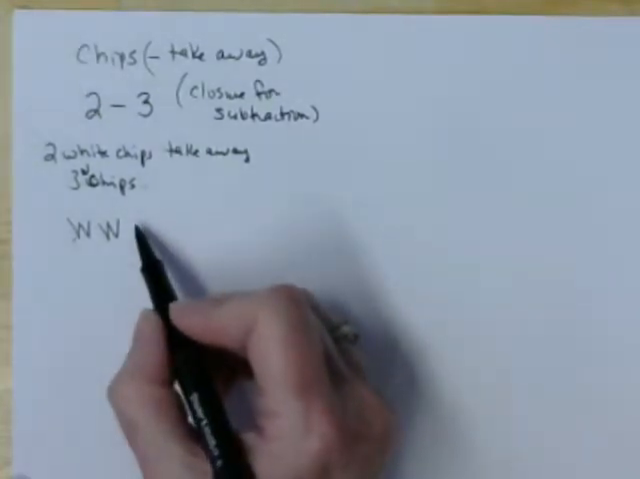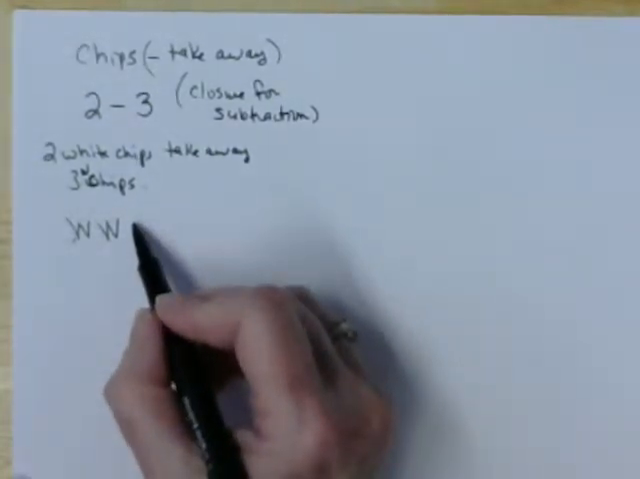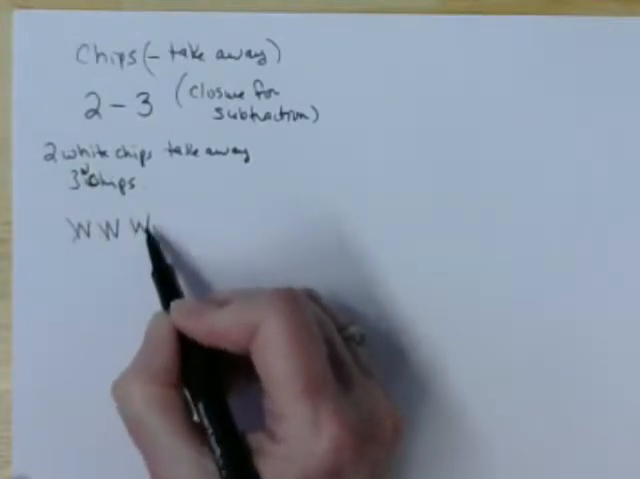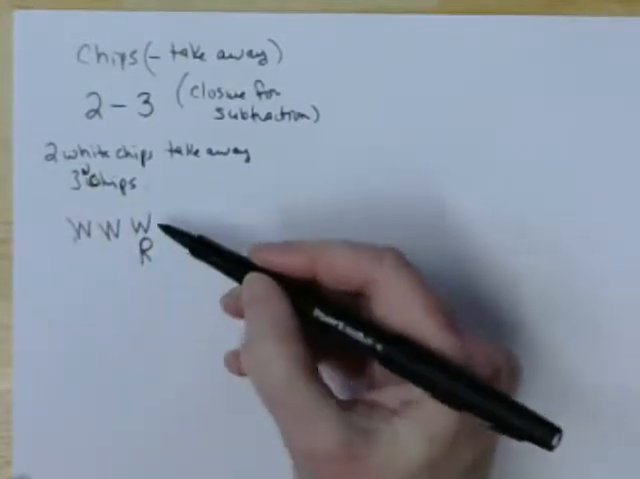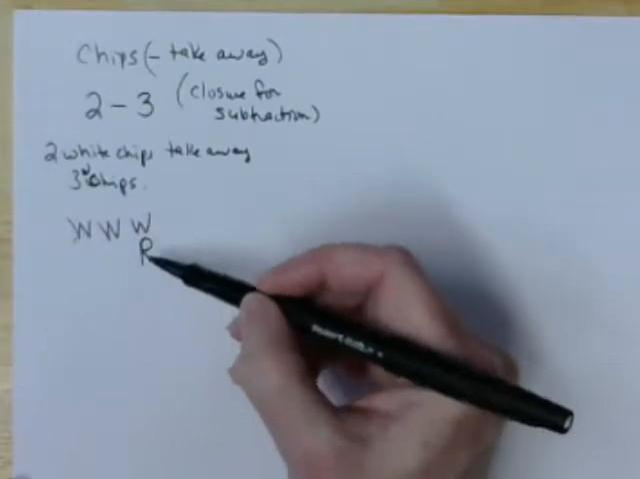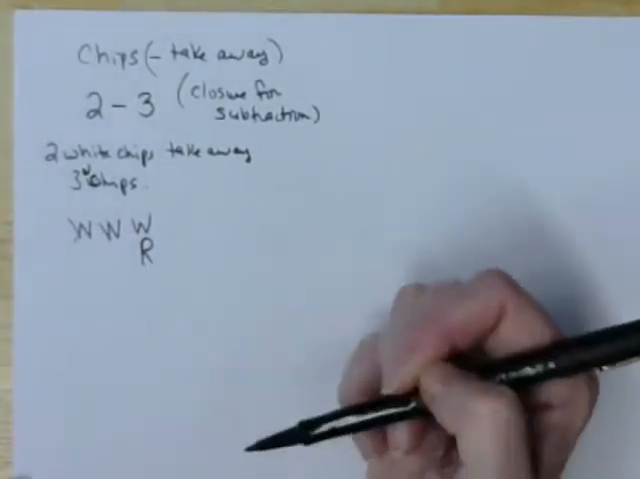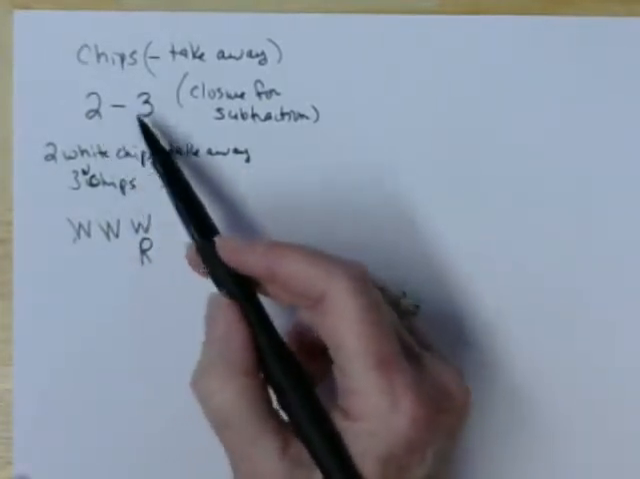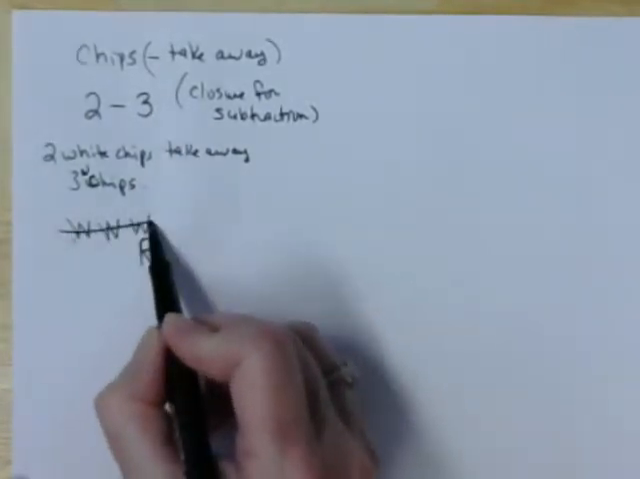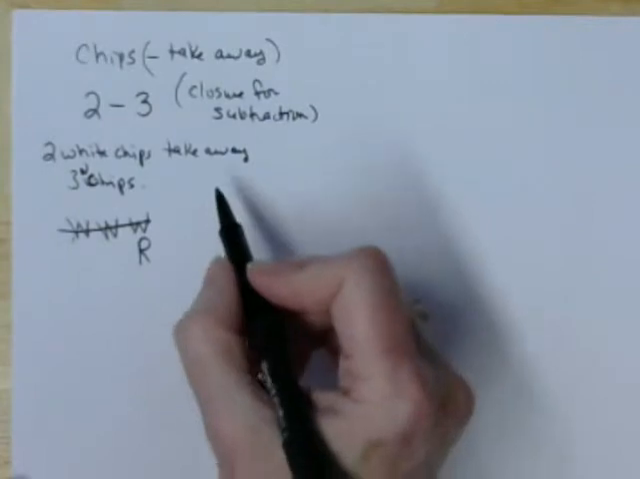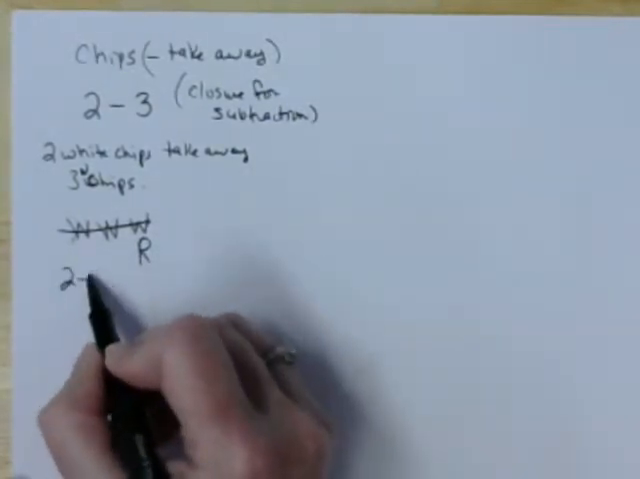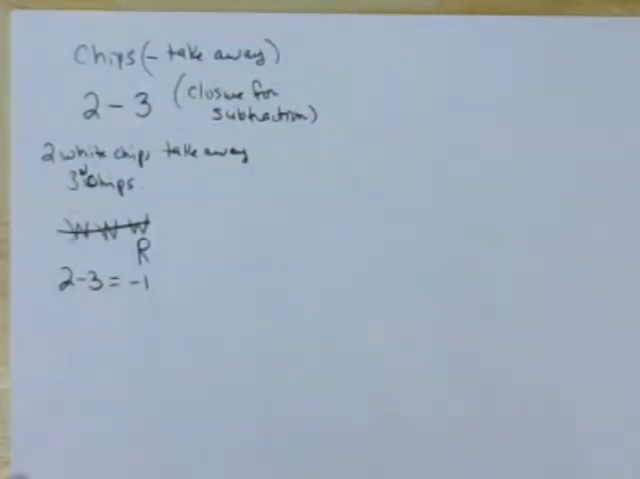But we can, hopefully, get them to understand that we can add as many zeros as we want. So if I add 1 zero pair, this is like adding 2 plus 0. So I still have 2 here, but I have 2 in the form of 3 white chips and 1 red chip. And so now I can do the action of take away 3 whites. I'm left with 1 red. So the answer here for 2 minus 3 would be -1.